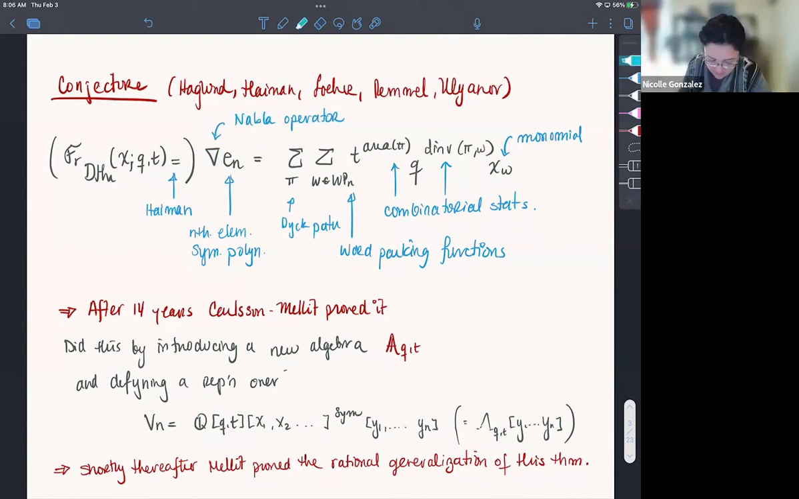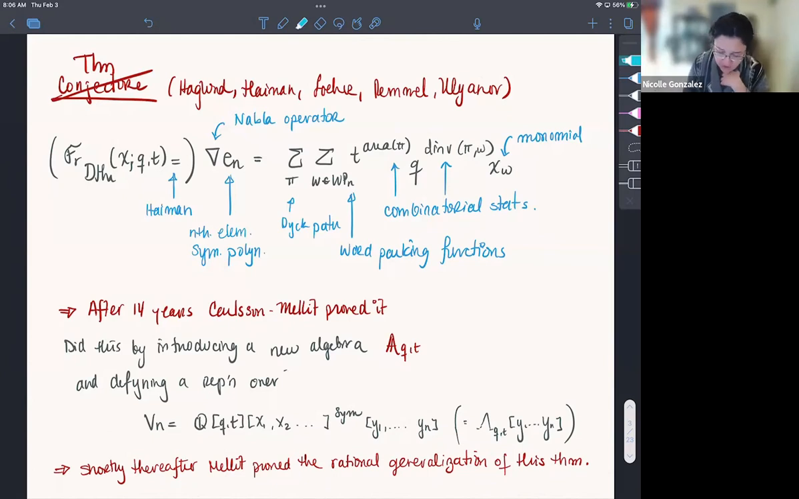In any case, this conjecture lay open for 14 years, and it was finally proven by Carlsson and Mellit. So really, I should write theorem here, not conjecture. This is a theorem. The way that they proved it was not by appealing to traditional combinatorial means, which is how people were trying to prove it for many years, but by introducing a new algebra, which they called AQT.